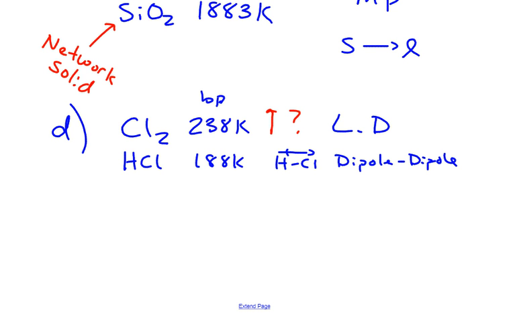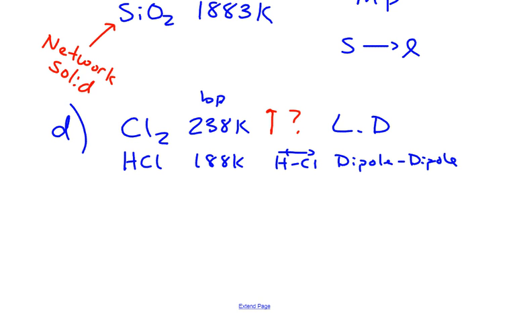So if I didn't tell you which one is which, what would you have to say? Let's just say I said X has 238 and Y has 188 Kelvin. What would you say about this IMF versus that one? It's stronger. So now I show you that and I say these are here. What do you still have to say then? The LDs of Cl2 must be a stronger IMF than the dipole-dipole.